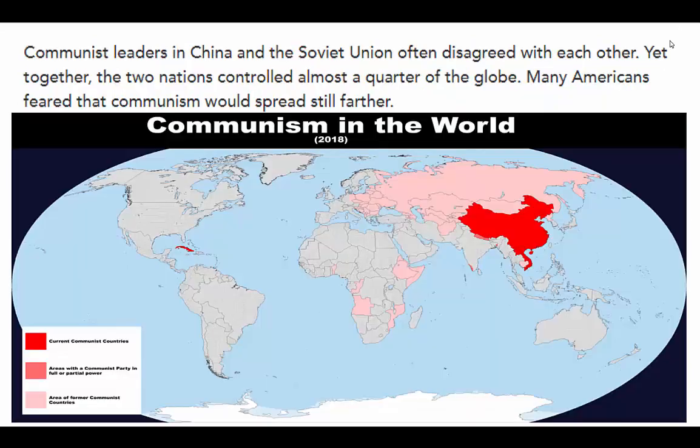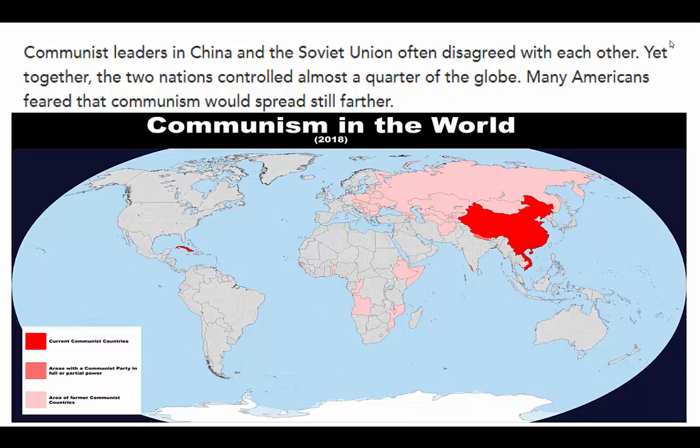Communist leaders in China and the Soviet Union often disagreed with each other, yet together the two nations controlled almost a quarter of the globe. Many Americans feared that communism would spread still farther. So question number 40, why were Americans concerned about the events in China in 1949?